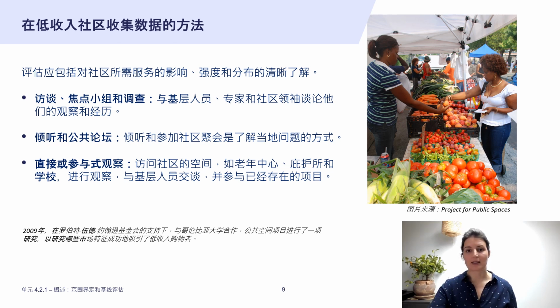There are three main techniques for this. The first one is interviews, focus groups, and surveys that allow to speak to those at ground level, to experts, and to community leaders about what they observe and experience. Second, listening and participating in people gatherings are ways to learn about local issues. And third, direct or participatory observation, visiting the community's spaces like senior centers, shelters, and schools, allows to observe programs that already exist.